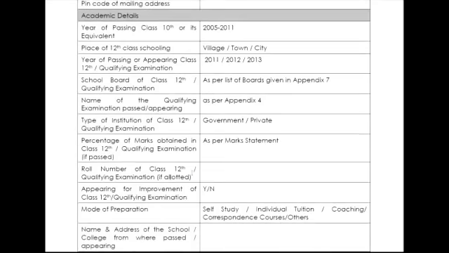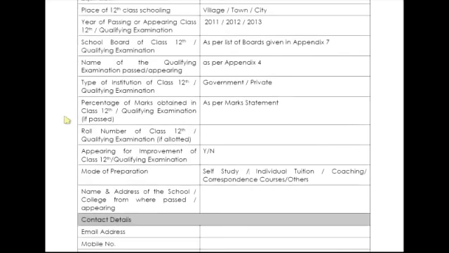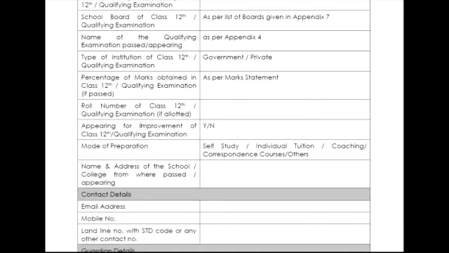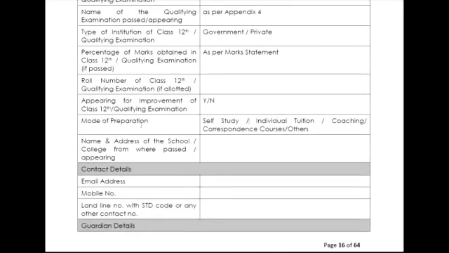The mode of preparation also they've asked, whether it is just self-study, individual tuition, coaching, correspondence, whatever way you're going about studying, you can fill in the relevant details. Also the name and address of the last school where you're studying right now. Then the name and complete address has to be given here.